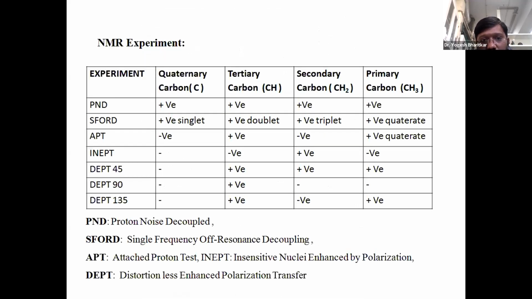Next I will go to some important NMR experiments from 13C NMR. The experiment is PND. PND is the proton noise decoupled spectrum. Generally, in the 13C NMR we would get coupling: CH carbon gets a doublet, CH3 gets a quartet, CH2 gets a triplet, and quaternary carbon gets a singlet. But in the PND spectrum, we get a decoupled spectrum.